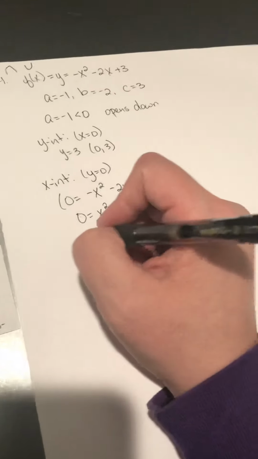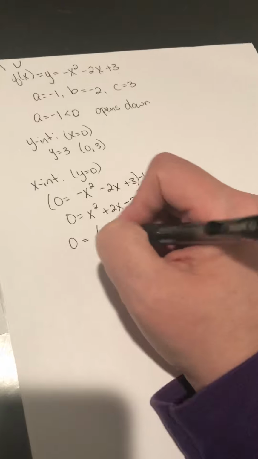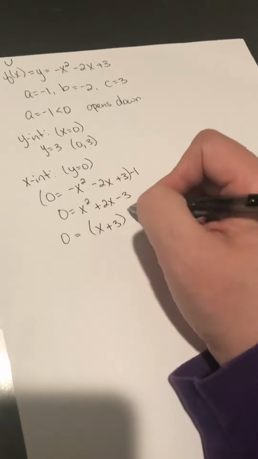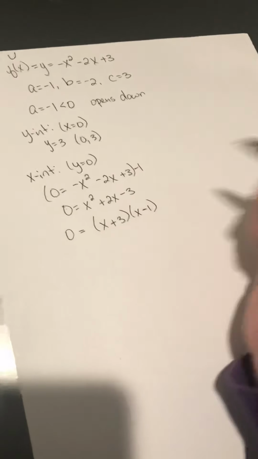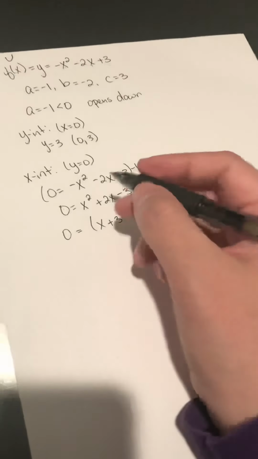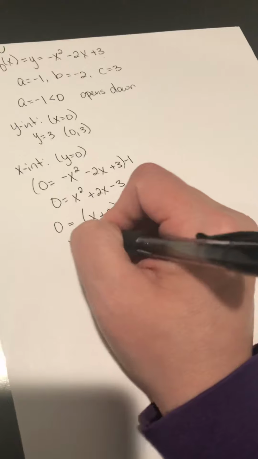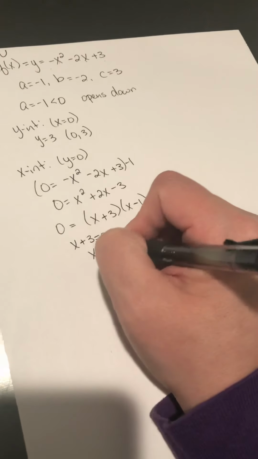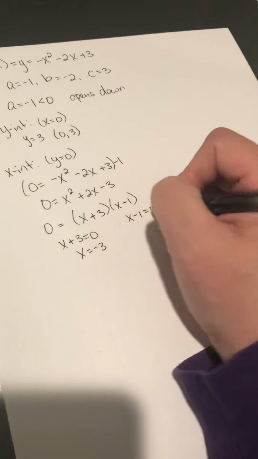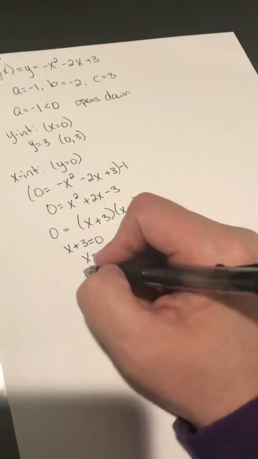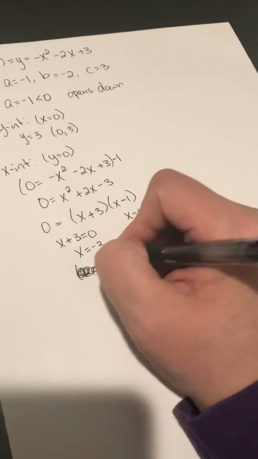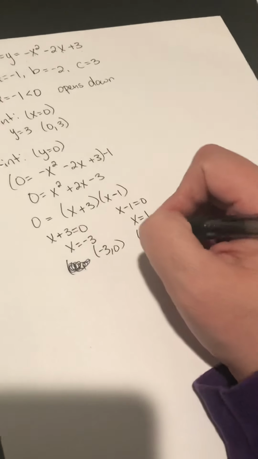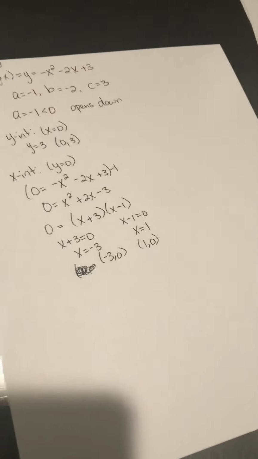Then you can factor, you can use the quadratic formula, you can use completing the square, whatever method you want to use. Not all quadratics factor, but this one does. It's x plus 3 times x minus 1. So x plus 3 is 0, which means x is negative 3, or x minus 1 is 0, which means x is 1. So you have the points negative 3, 0, or 1, 0. Those are my two x-intercepts.